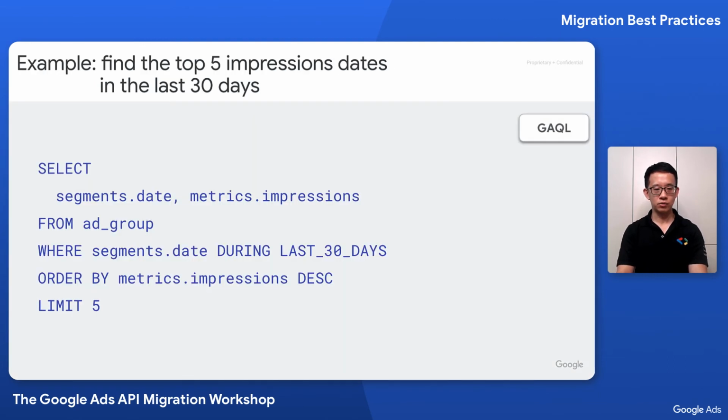Let's see some examples. The first example is to find the top 5 impressions dates in the last 30 days. We can specify two fields here, segments.date and metrics.impressions. In the from clause, we select ad group here, but actually you can select other resources if you want. In the where clause, because we want only the last 30 days, we can use the predefined date range, segments.date during last 30 days. Finally, we want to get the top 5 impressions, so we order by metrics.impressions in descending order and limit the result to 5.